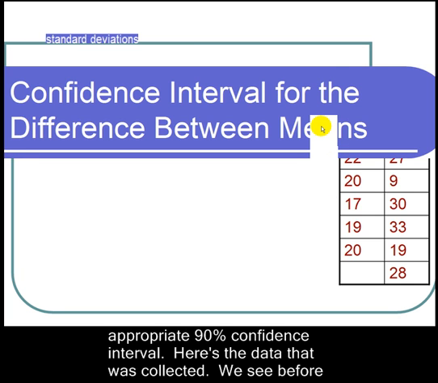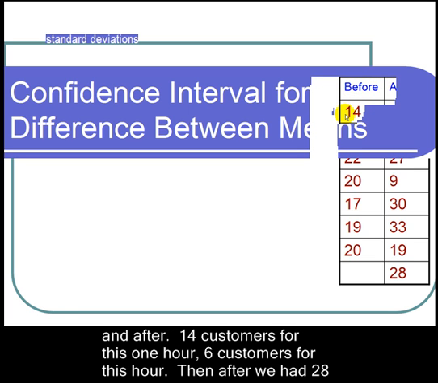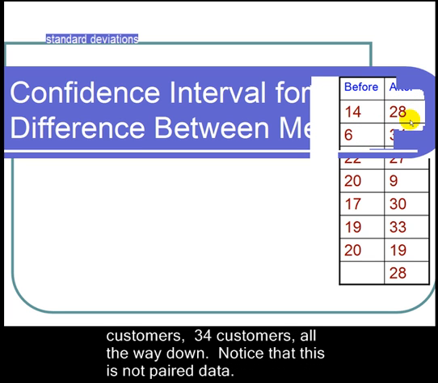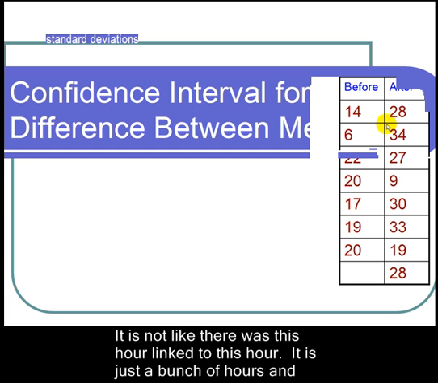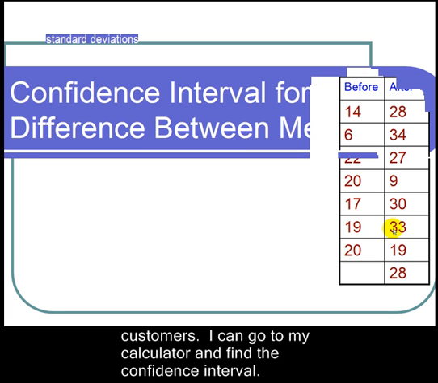So here's the data that was collected. So we see before and after, 14 customers for this 1 hour, 6 customers for this hour, and then after we had 28 customers, 34 customers, all the way down. And notice that this is not paired data. It's not like there was this hour linked to this hour. It's just a bunch of hours and customers. So I can go to my calculator and find the confidence interval.